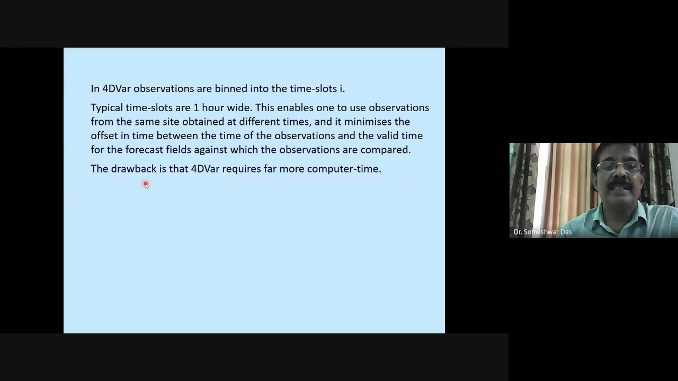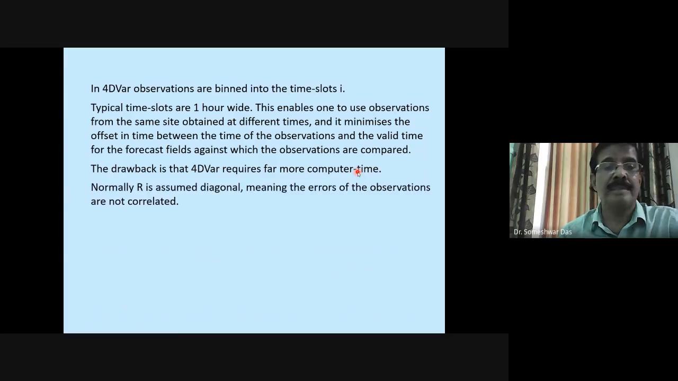The drawback is that the 4D VAR requires far more computer time. Normally, R is assumed to be diagonal. Okay, that matrix you remember. Meaning the errors of the observations are not correlated. Mind you, it is not the observations, but the observational errors which are not correlated. That is the assumption.